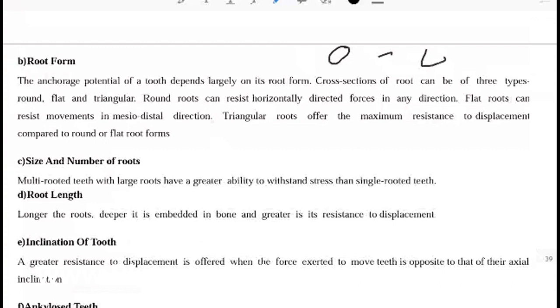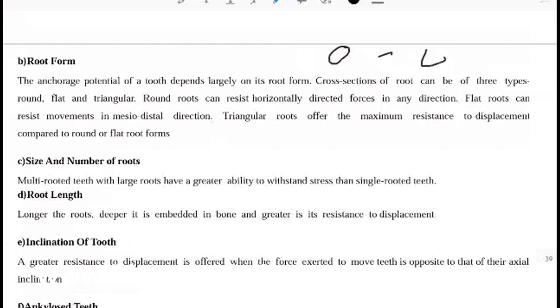And flat roots you can see on mandibular incisors, and on the buccal roots of maxillary molars. These all show flat roots. And also, you have triangular roots, like canines. Maxillary central and lateral incisors also show triangular roots. So these are the root forms.